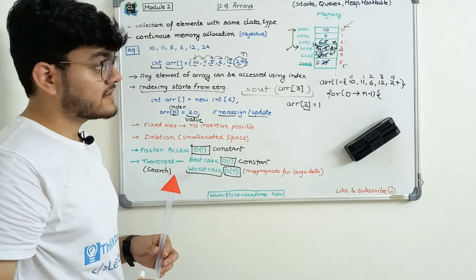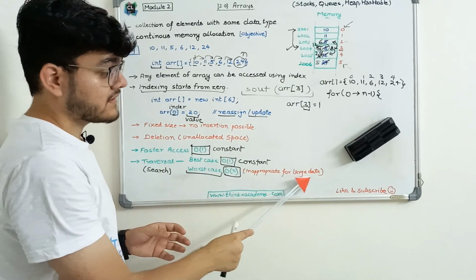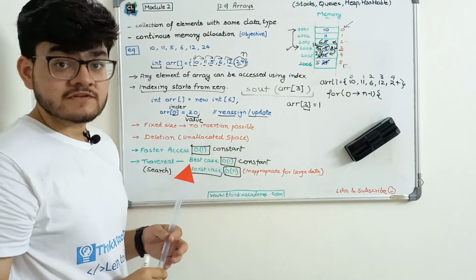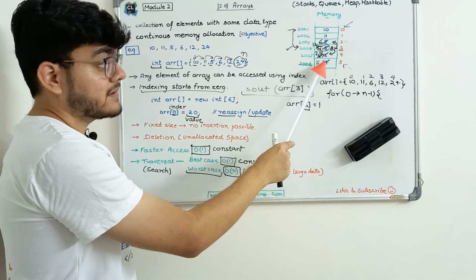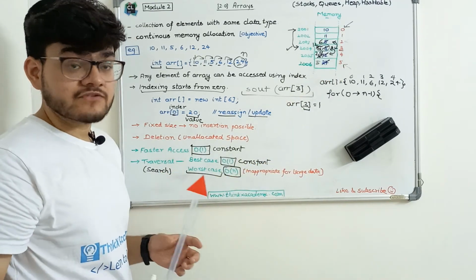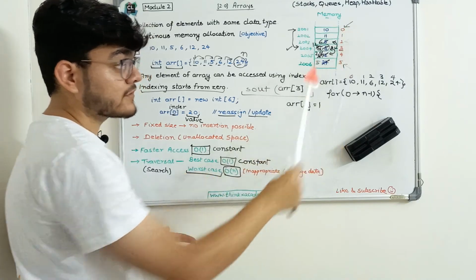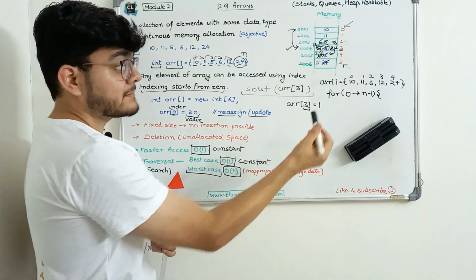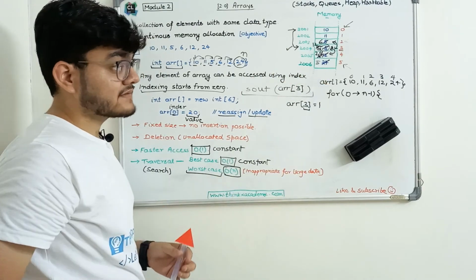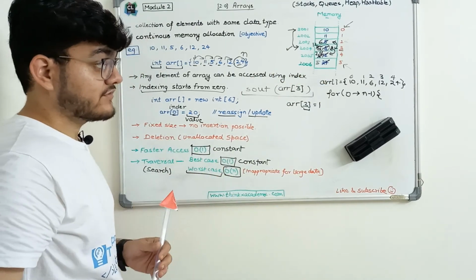There is one more interesting disadvantage: if we have a large data, it is possible that in the memory there are other processes also using the memory. So in that case, you might not be able to get continuous allocation. You might not be able to get continuous blocks which are empty. Maybe there is some other process which is occupying some space here in between. So in that case also, creating arrays is actually disadvantageous.